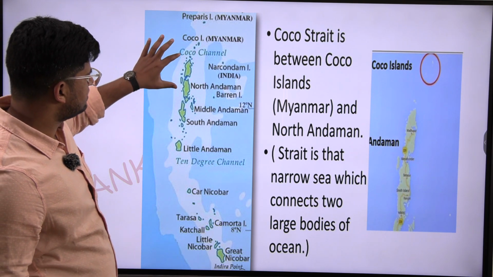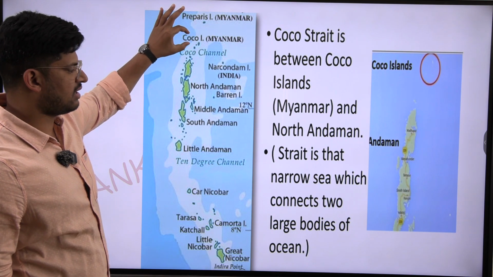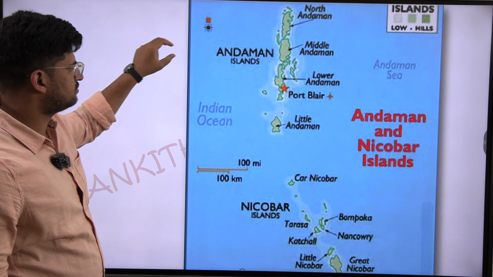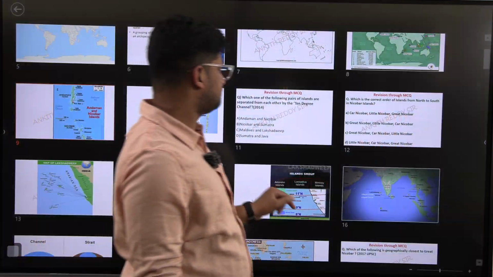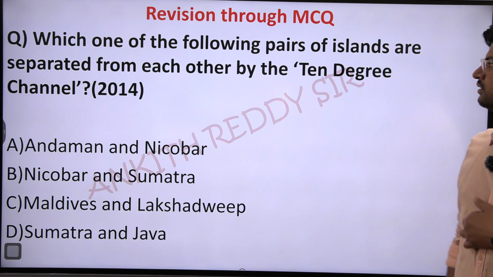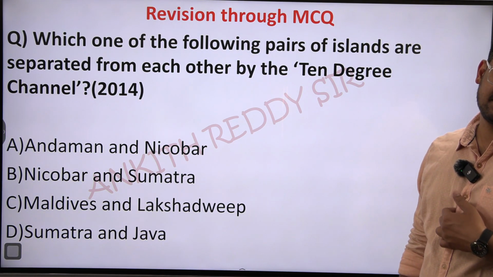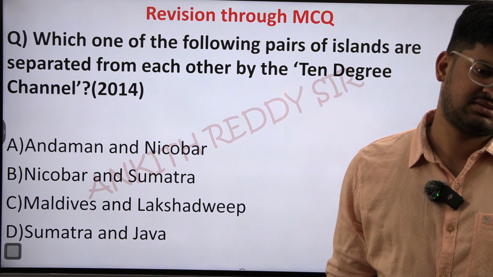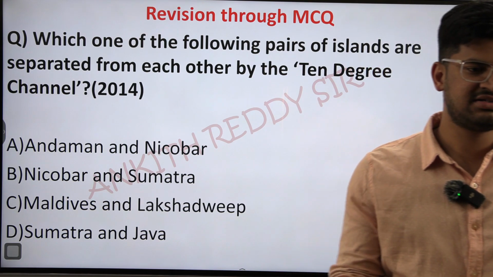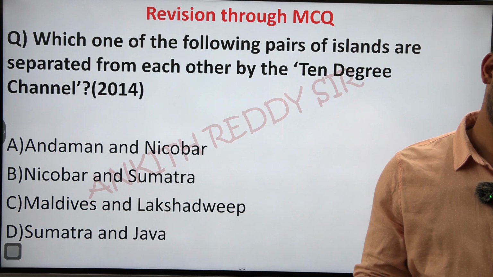So you can see this is Andaman, and which islands are close to the Andaman Islands in the north? Coco Islands of Myanmar. So answer this question. Which channel separates Andaman? The 8 degree channel separates Maldives and Minicoy. The 9 degree channel separates Lakshadweep and Minicoy.